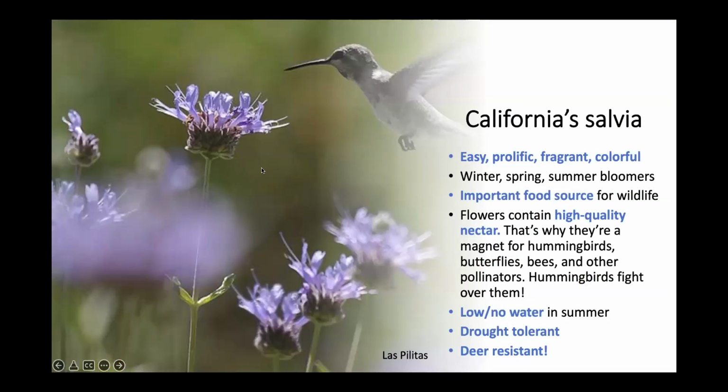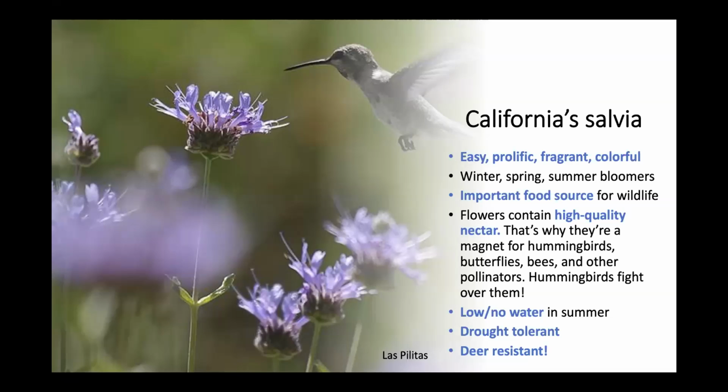So, all right. And then of course we have all of our gorgeous native sages, our salvia. They're easy, prolific, fragrant. I mean, you can't say any bad things about all of our sages. They're different ones that bloom in different seasons, very important food source for wildlife. The flowers contain very high quality nectar.